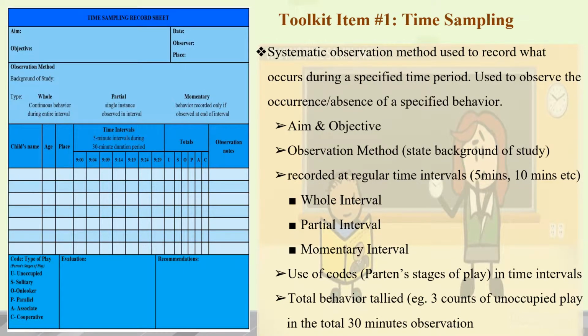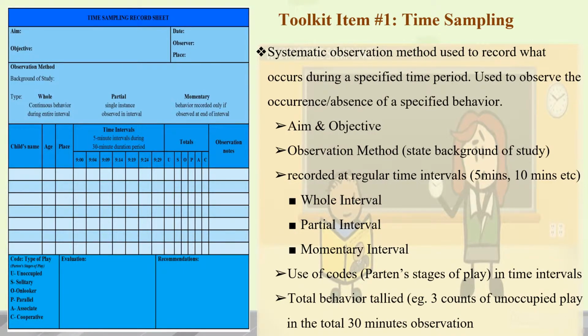Using Sally as our little child, if Sally is observed in unoccupied play, using the codes below, type of play from Mildred Parten's Stages of Play, U represents unoccupied play. So at 9 o'clock, if you look up and you see Sally is not playing with anybody, she's all by herself, she's not doing anything, that would be unoccupied play, and you would write U on the 9 o'clock interval.